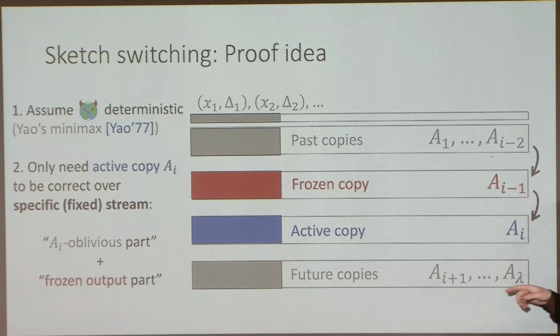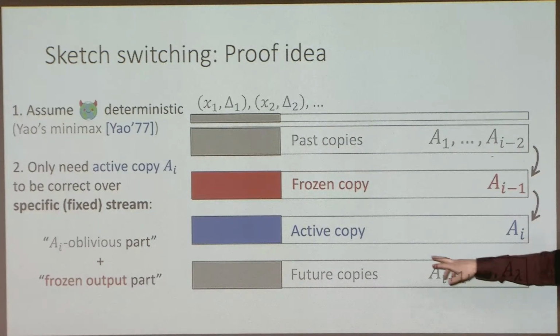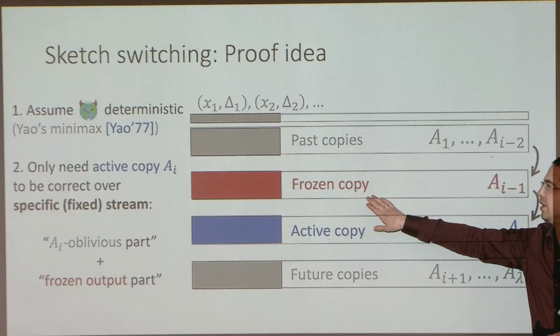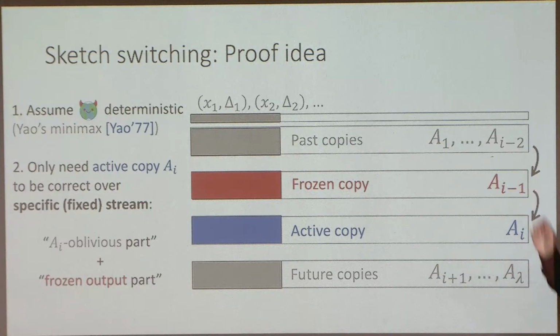And this is what I call the A_i limits part. And then we want the active copy to be correct on the following remainder of the stream of length m. We just assume that the frozen output is going to be this way forever. And we can assume the adversary to be deterministic. This is a standard application of Yao's minimax principle. Okay, so this is the stream that it needs to be correct on. It turns out that this is enough for this framework. This is the only result that I wanted to fully present to you. If there are questions, we'll take them now, and if not, we'll continue.